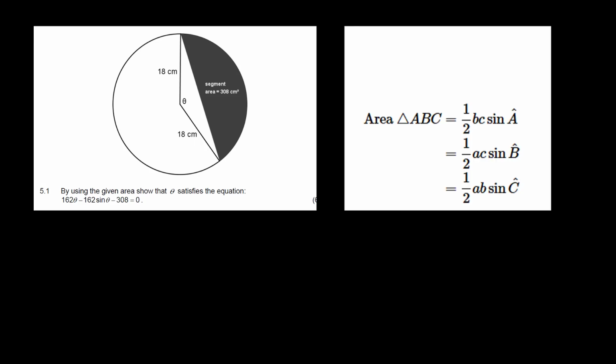The area rule of a triangle is that in any triangle ABC, the area of said triangle is equal to half bc sine A. In our specific case, that means that the area of the triangle is equal to a half times 18 times 18 times sine theta. Put it together and you see that 308 is equal to theta over 2 pi times pi 18 squared minus a half times 18 times 18 times sine theta.